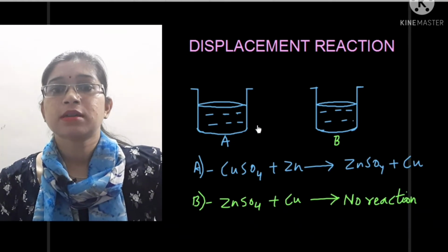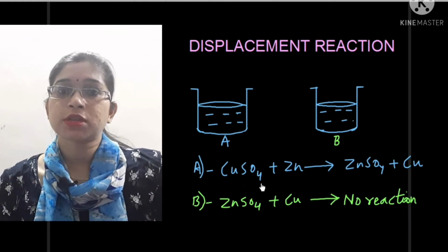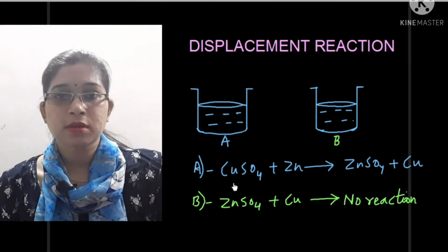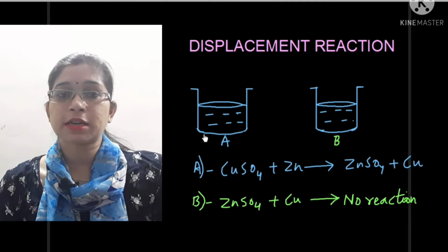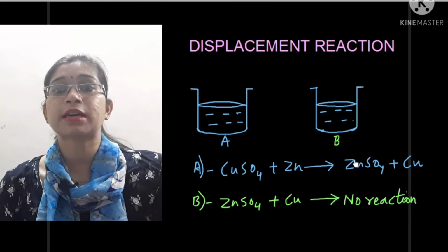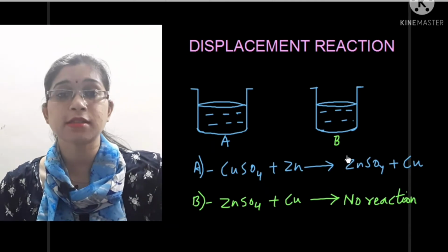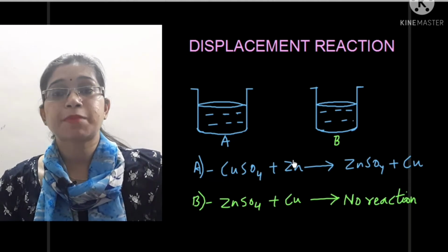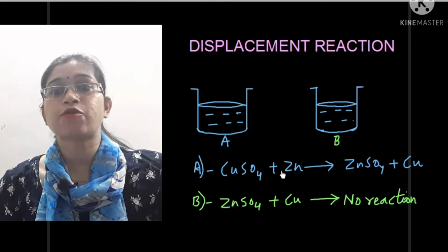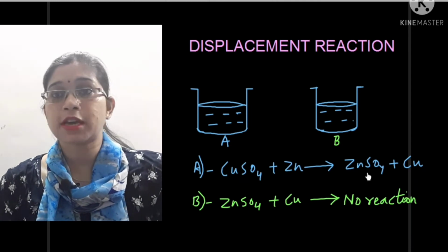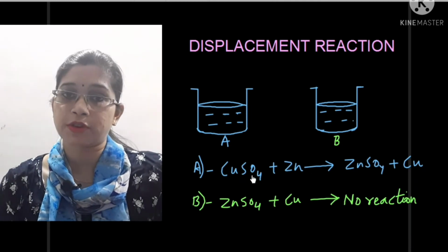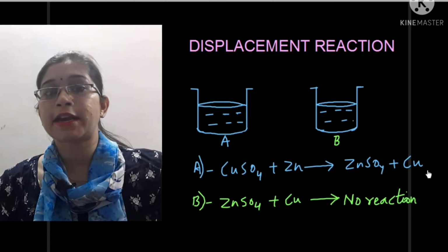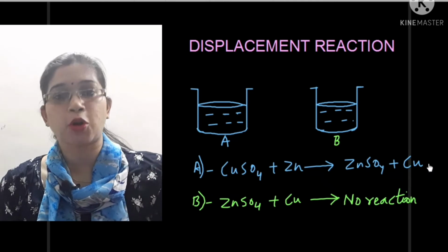Now in this figure, we can take copper sulfate solution and zinc granules. The color of the copper sulfate solution is blue. Before the reaction, the color remains blue, and after the reaction, the color changes to colorless. That is, the solution becomes colorless. Now we see the zinc displaces copper from its position and forms zinc sulfate. Zinc sulfate is formed, which is colorless, and copper granules are left behind at the bottom.